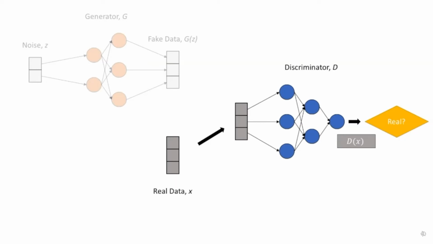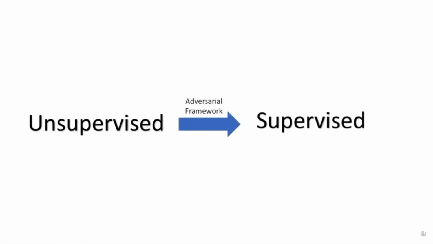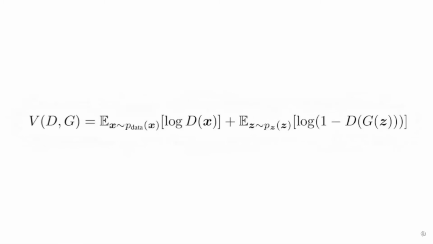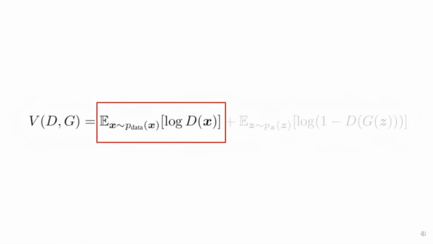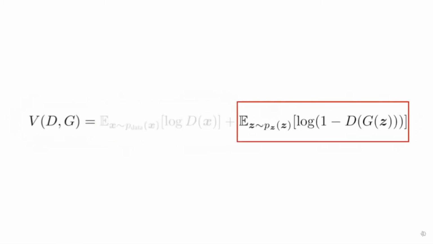Note that this adversarial framework has transformed an unsupervised learning problem, in which we just have raw data and no labels, into a supervised problem with labels that we create. Now, let's take a look at the cost function presented in the paper. This consists of 2 terms. The first represents the discriminator's predictions on the real data, and the second, the discriminator's predictions on the fake data.